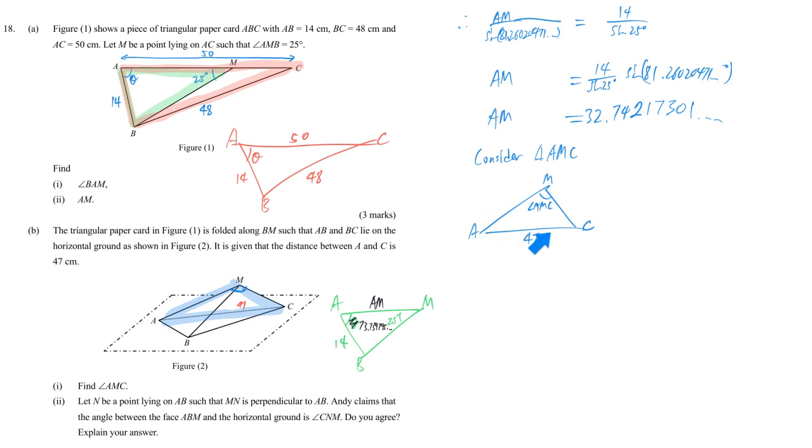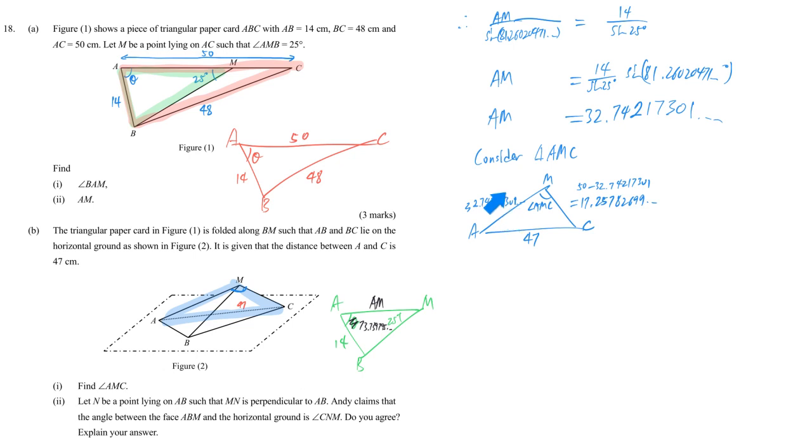And don't forget that what we have done in part A, somehow it is related. We already found A to M, so this one is 32 point something. And about MC, from A to C in total is 50. We know A to M is 32 point something. So the rest, MC, we can also get by using 50 subtract this section. We get 17.2578269.